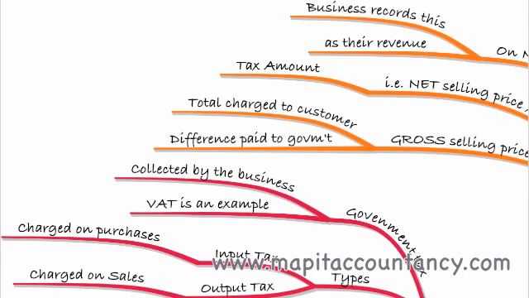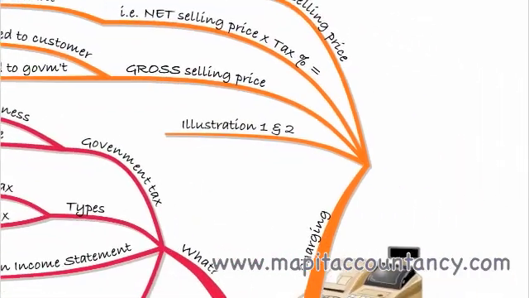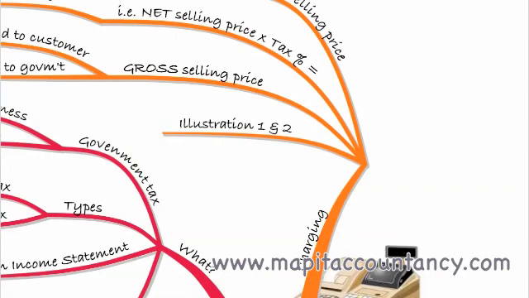Now you need to be very careful in the exam as to whether the examiner has given you the net selling price, i.e. the amount before we calculate the tax, or the gross selling price, because the gross selling price will include the tax and you'll have to work it out differently. So let's see if we can deal with that now. We're going to look at illustrations 1 and 2 in your workbook. If you want to, have a go at them and then work through the answers with me to try to get the difference here between our net selling price, our gross selling price, and calculate the tax that will be due.